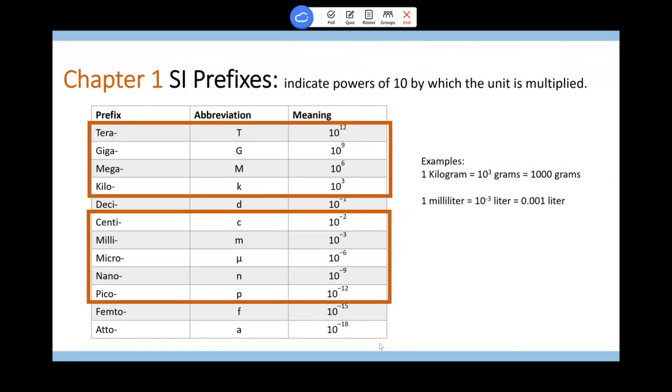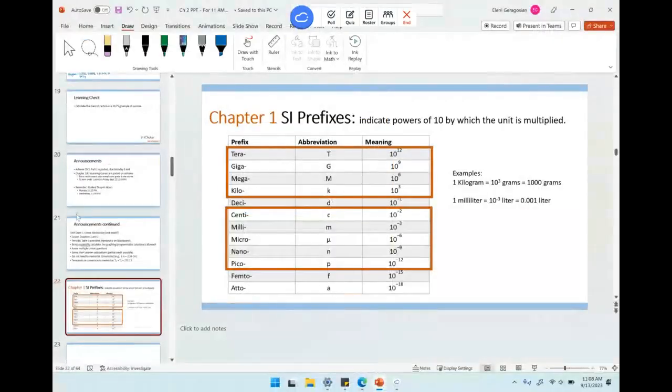And remember what this is: if you have a picometer, for example, then you have 10 to the negative 12 meters. Or if you have a kilometer, you have 10 to the third meters. So remember those prefixes. I will post all of this in an announcement on Blackboard later today, so you have it all written down. Questions?